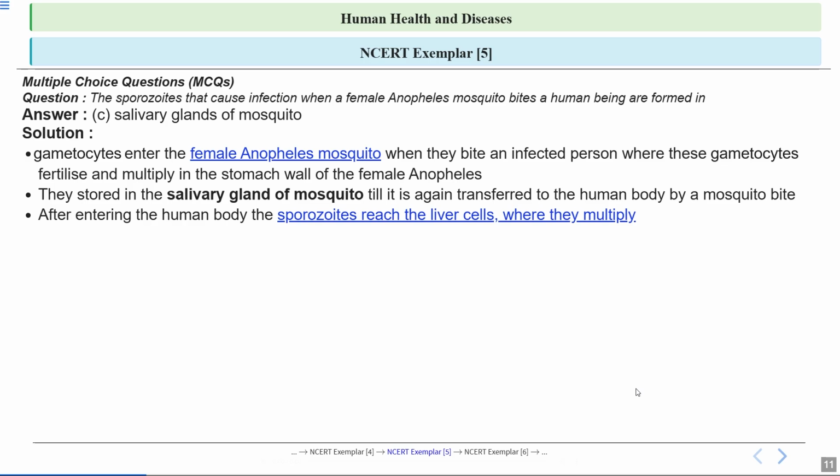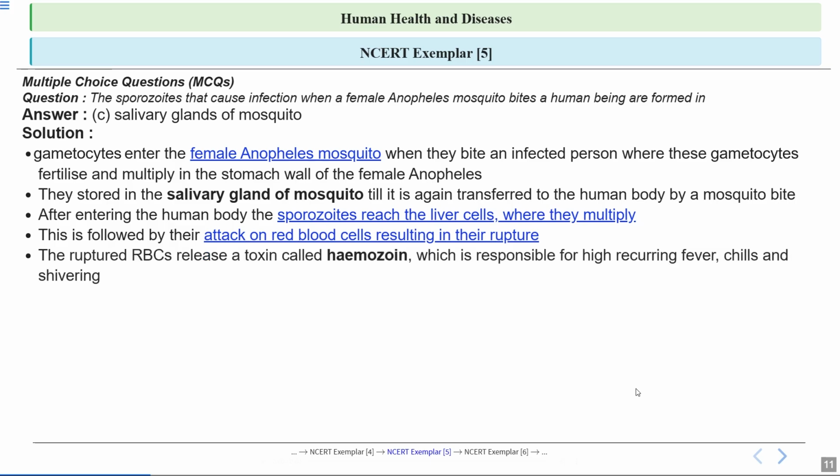After entering the human body, the sporozoites reach the liver cells where they multiply by asexual reproduction. This is followed by their attack on red blood cells, resulting in the rupture of RBCs. Now, the ruptured RBCs release a toxin called hemozoin, which is responsible for high recurring fever, chills, and shivering.